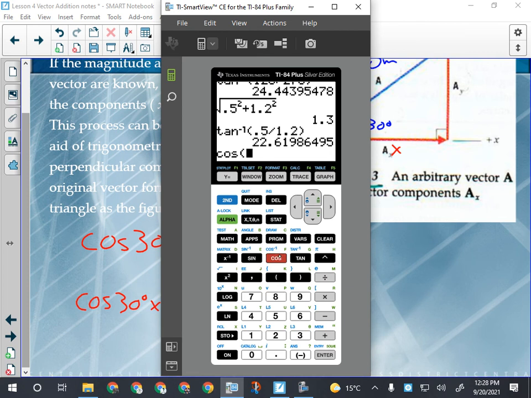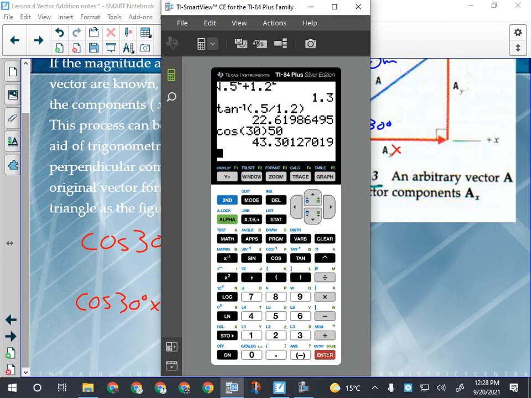Okay, so cos of 30 times 50 gives 43.301. Should I keep all of the decimals from a significant digits perspective? Yes, keep all of the decimals till the very end. Your calculator lets you go back up and grab them whenever you want.